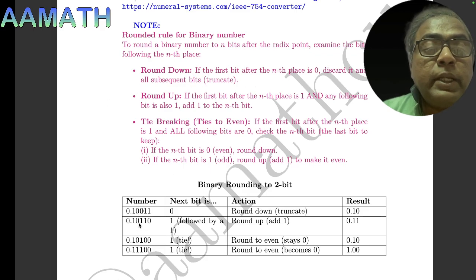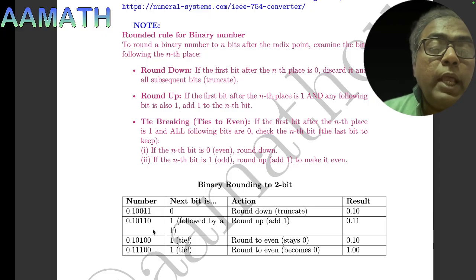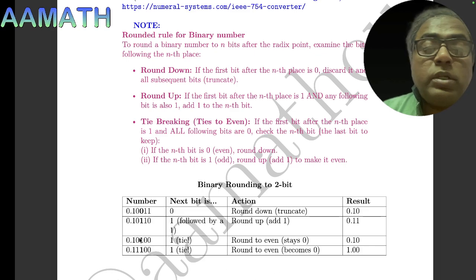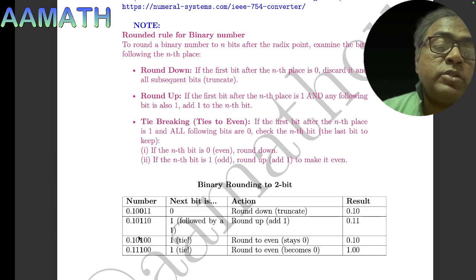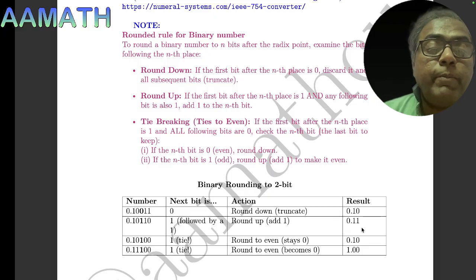And if the next bit is 1, followed by a non-zero bit 1, then it is rounded up, add 1. So 1 plus 1 equals 0, and carry 1. Add 1 to this place, 1 plus 1 is 0, and 1 plus 0 plus carry 1 gives 1, so this is 0.11.